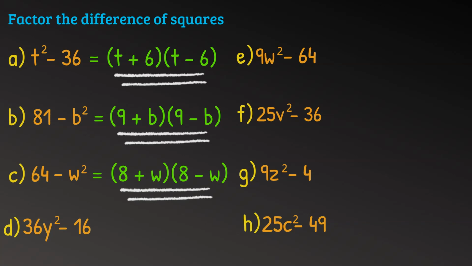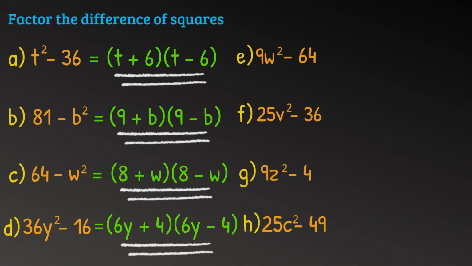Now in D we have 36y squared minus 16. And we know the square root of 16 is 4, but we also need to take the square root of 36y squared, which is going to be 6y. So this can be factored as 6y plus 4 times by 6y minus 4.